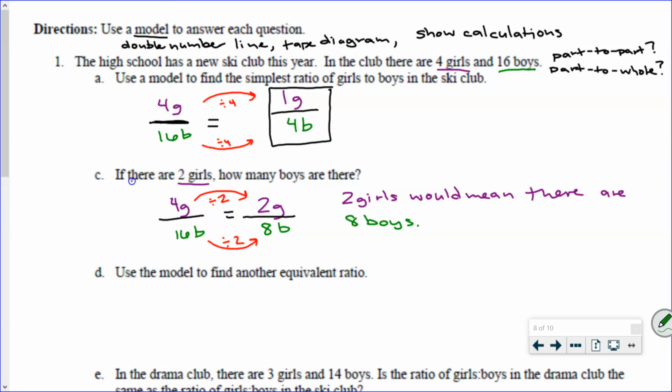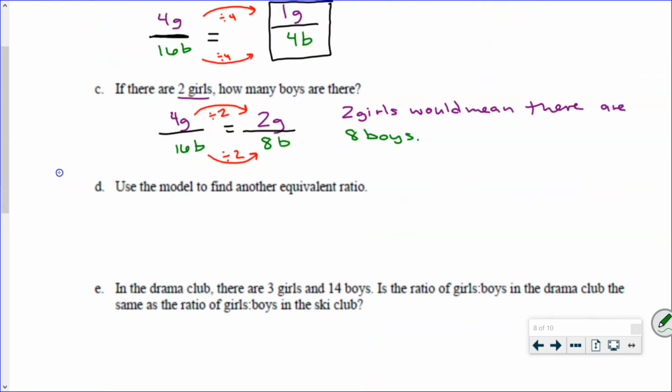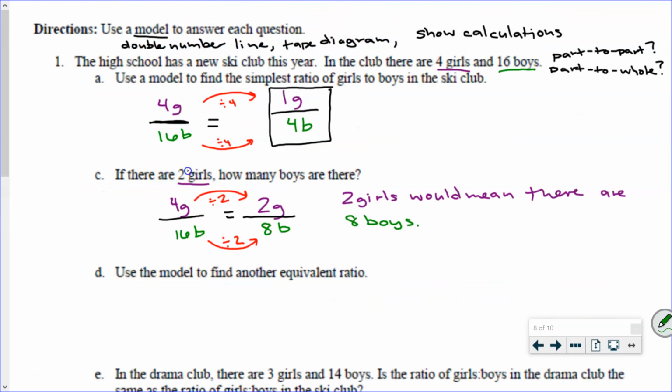And now it says, use a model to find another equivalent ratio. Remember our different models. We can do a double number line. We can do a tape diagram. We can just show our calculations. For the sake of time, even if you prefer one of these other ones, since we haven't already made it yet, I think that just showing our calculations would probably be best. So I'll get you started. 4g to 16b. Find another equivalent ratio. Find 2 of them, actually.